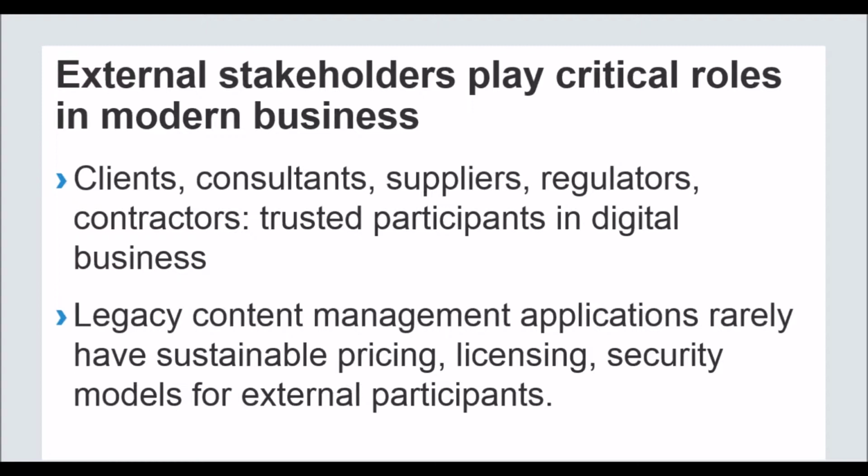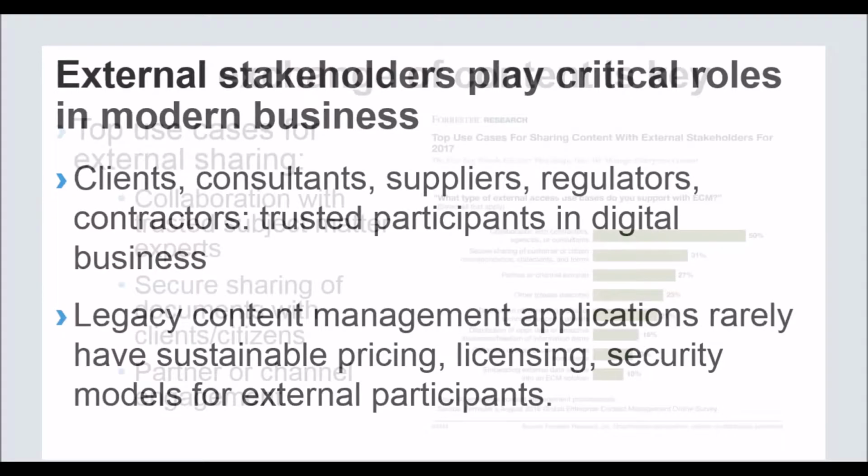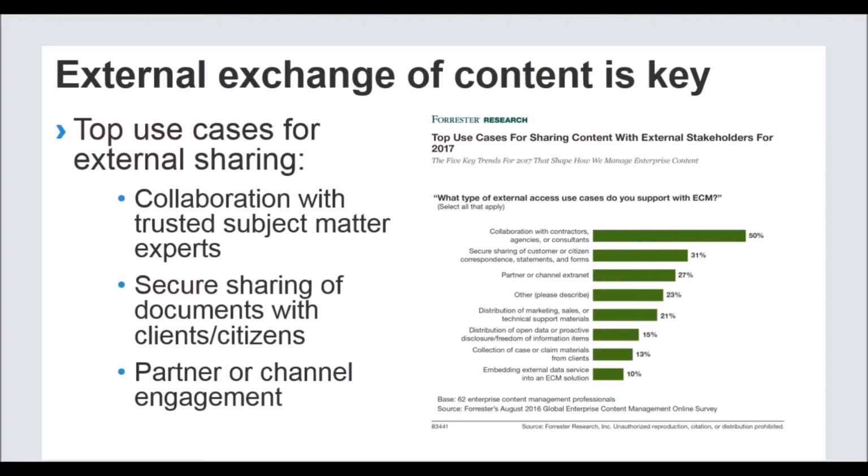Our data tells us that organizations want to be able to collaborate with their trusted subject matter experts. They want to be able to securely share documents with citizens or clients, and they want to be able to serve content through their partner or channel engagement requirements. So some of the data that we have tells us that year over year, typically about 60% of organizations do want some form of external access to their content systems.